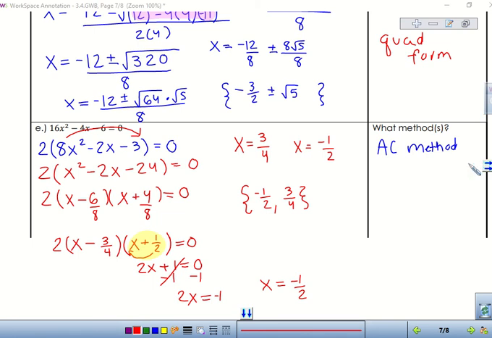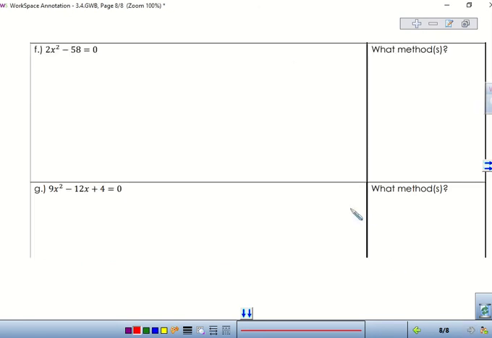Alright, do you guys have any other questions before we move on? Yes? What do you do with the 2? She already asked me that. You just set it equal to 0. It's a null solution because 2 can't equal 0. Okay.